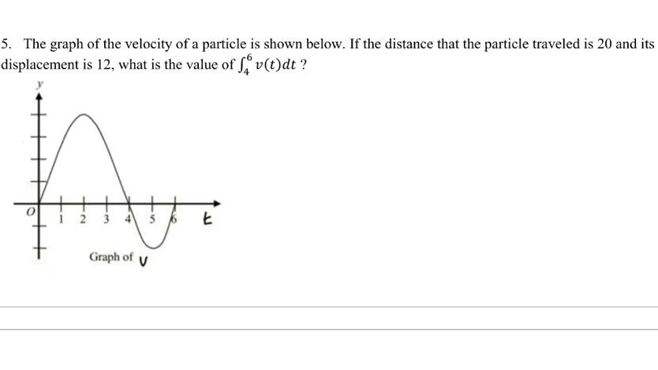So this is one from the review quiz. The graph of the velocity of a particle is shown below. The distance the particle traveled is 20. Okay, so that means that the integral of the absolute value of v of t from 0 to 6 is equal to 20. And the displacement is 12, meaning the net signed area between 0 and 6, just the regular integral, is equal to 12.